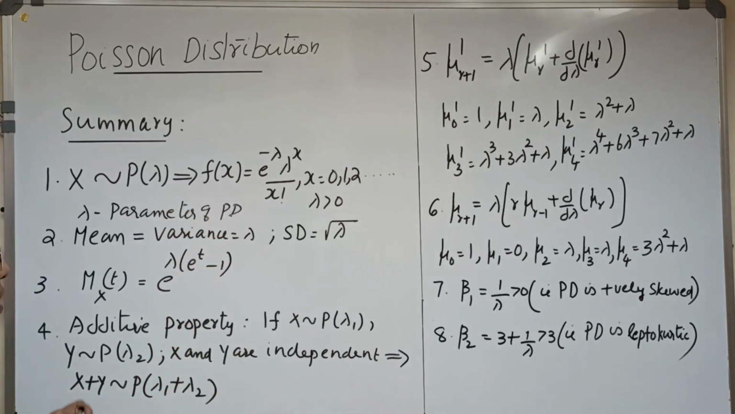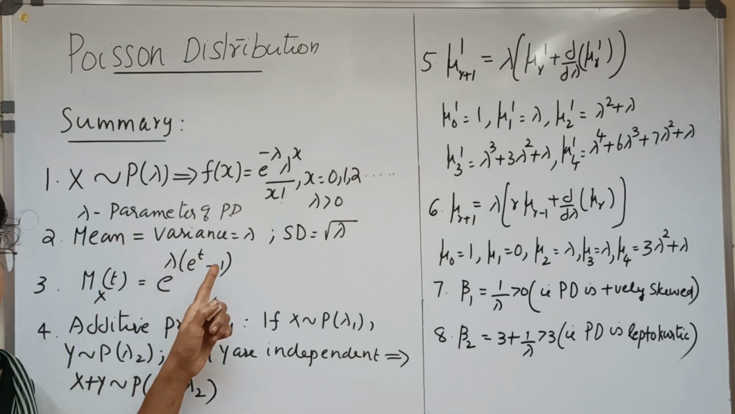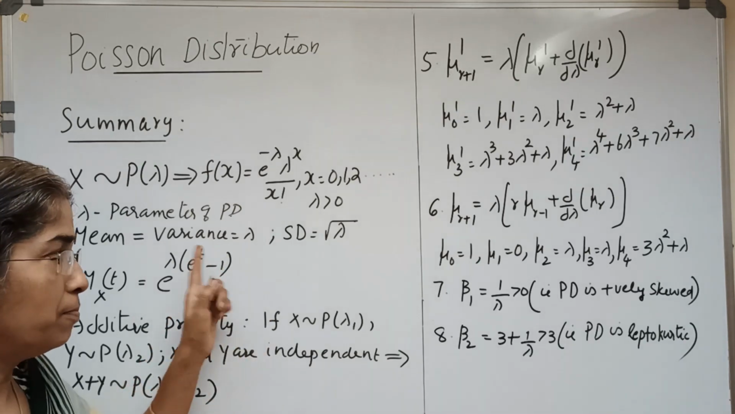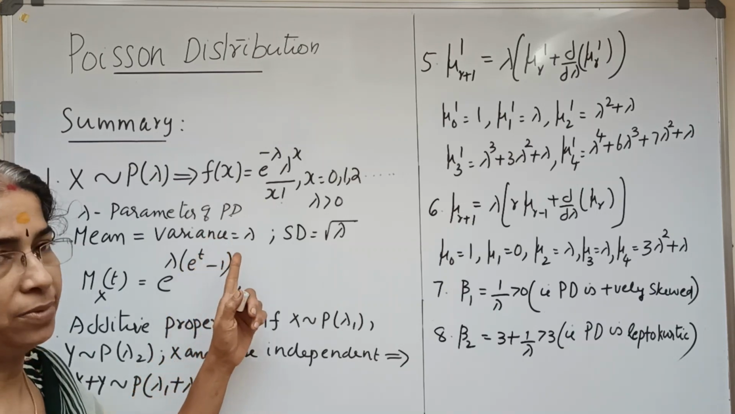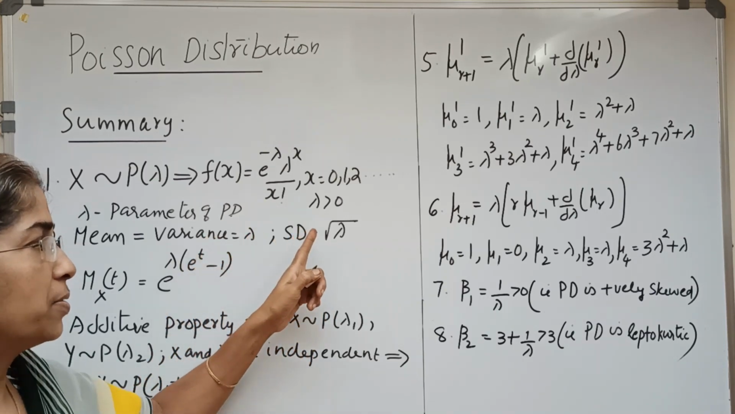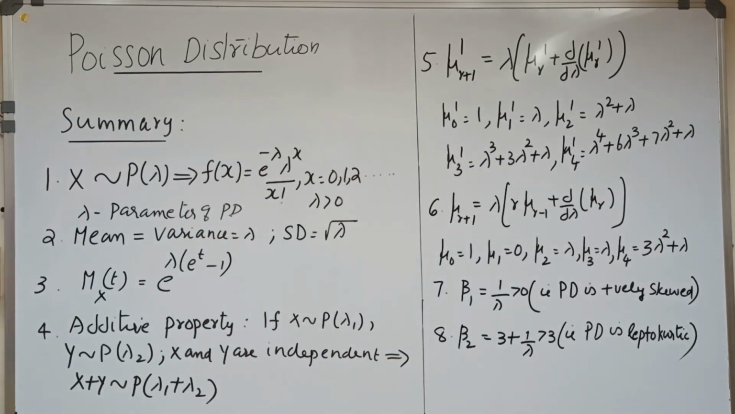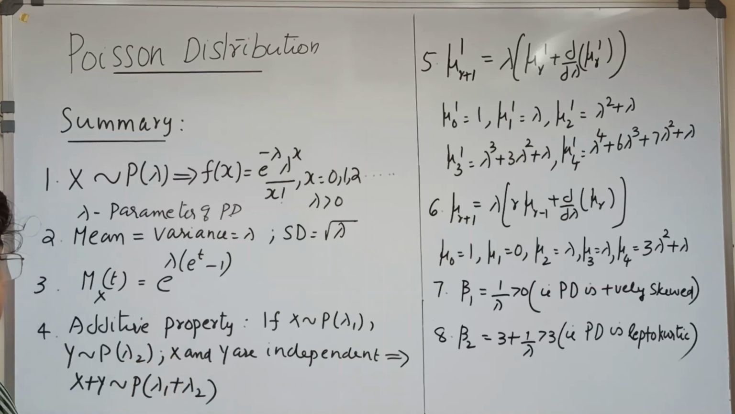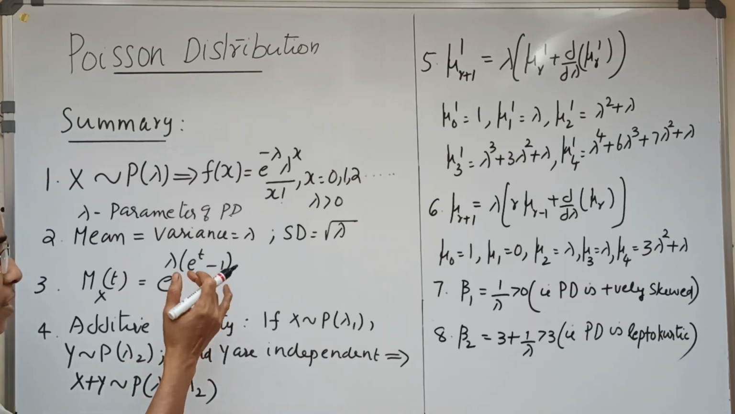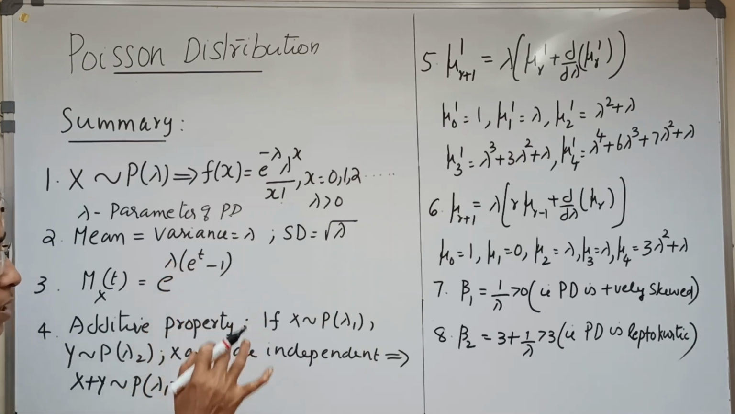Then for Poisson distribution with the parameter lambda, mean equals variance equals lambda, and standard deviation equals root of variance equals root lambda. Then the moment generating function of x, M_X(t), equals e raised to lambda into (e raised to t minus 1).